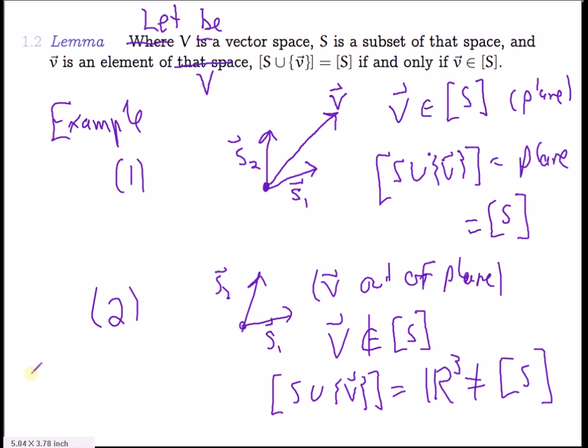Now, if I have v not in the span of S, that implies the span of S union v is not equal to the span of S.